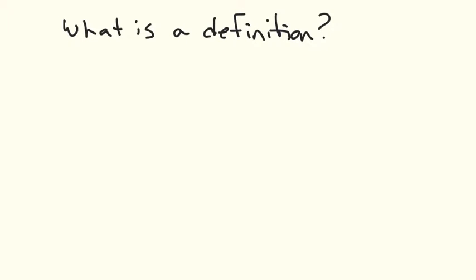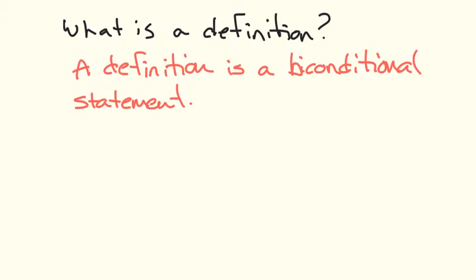All right. In this short video, I just want to answer this question: what is a definition? Now, oftentimes in real life, we think about a definition as sort of a description of what something is. But in mathematics, a definition is something very specific. A definition is a biconditional statement. A biconditional statement is a conditional statement that goes both ways. So each half of the conditional statement implies the other half.